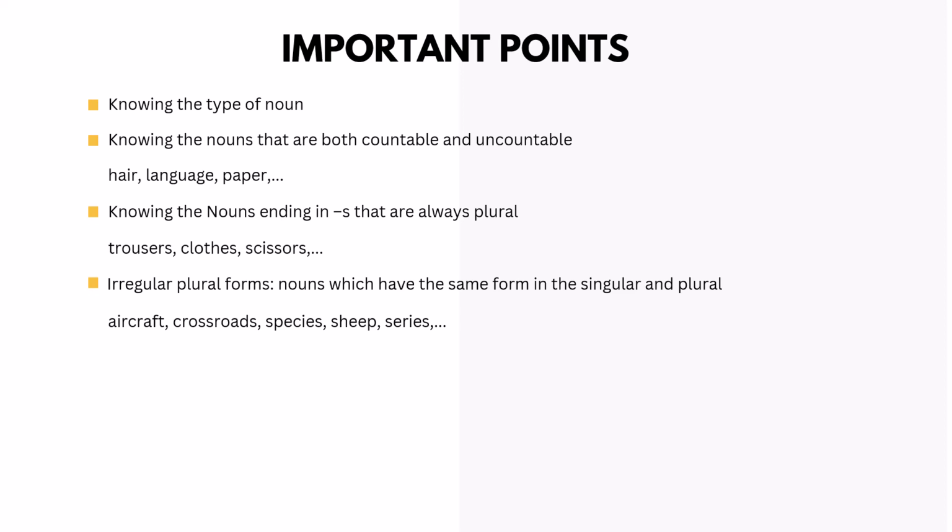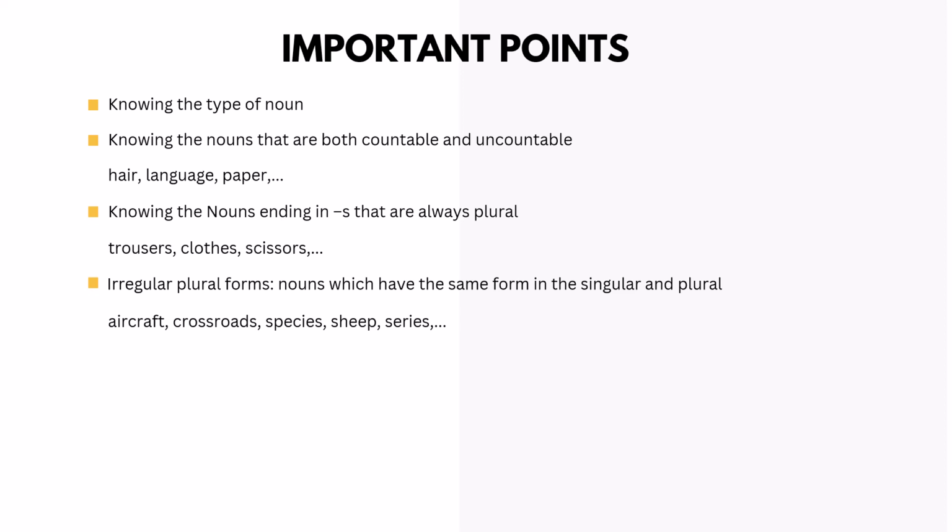The second point is knowing the nouns that are both countable and uncountable. There are some nouns that are both countable and uncountable, and the meaning can be changed by different contexts, different places that they are being used.